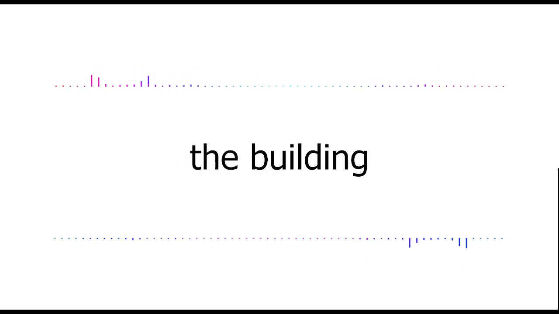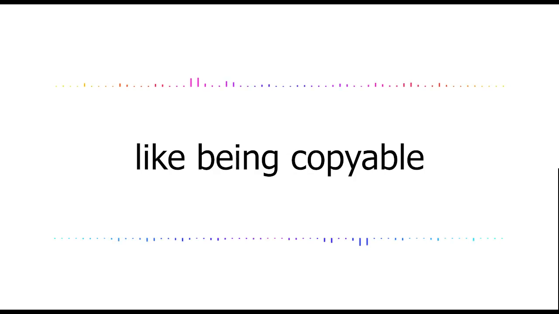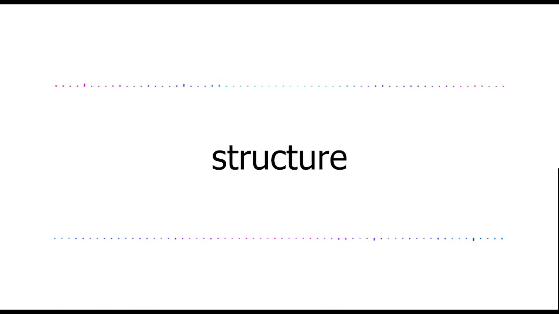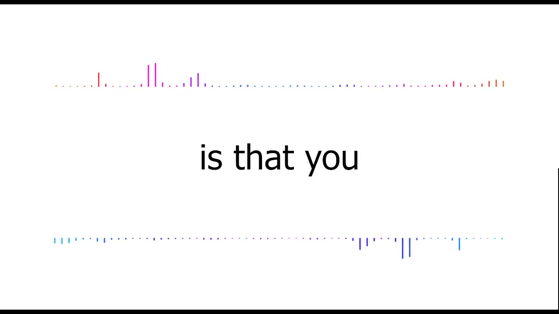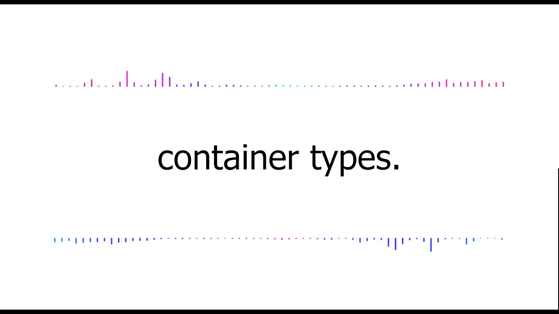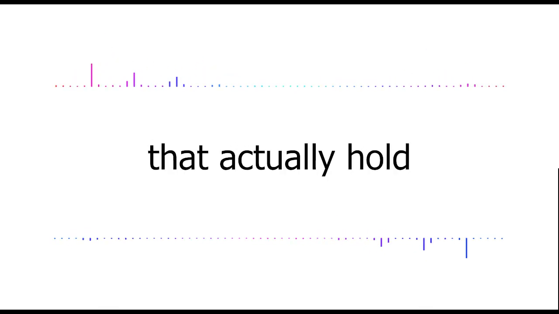They're essentially the building blocks of strings, and they need to meet certain criteria, like being copyable without any side effects, and having a standard structure in memory. Don't get too bogged down in the low-level details right now. Just know that they exist. What's important is that you understand this concept of character container types. These are the data structures, like std::string, that actually hold and manage our sequences of characters. So the char-like types are like the raw materials, and the character container types are like the finished products.